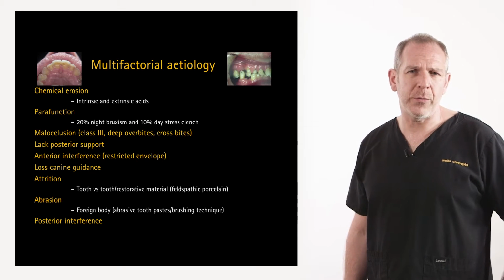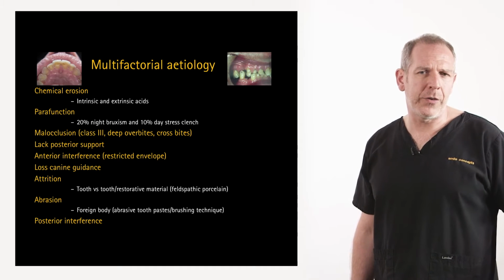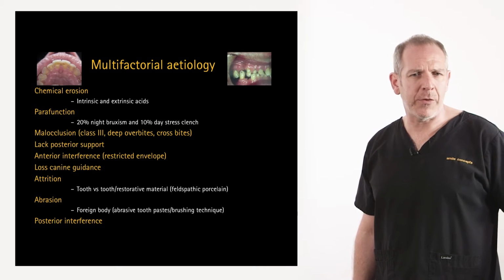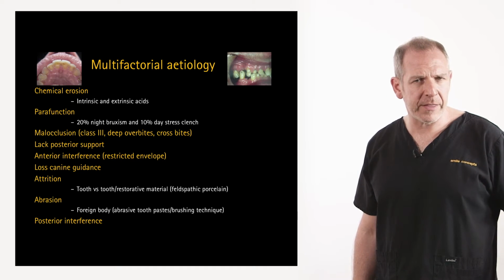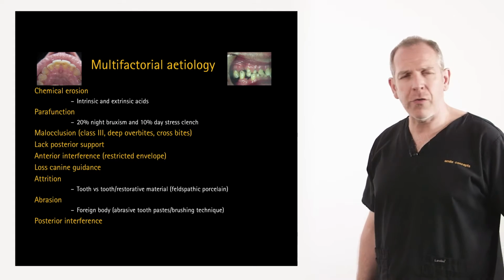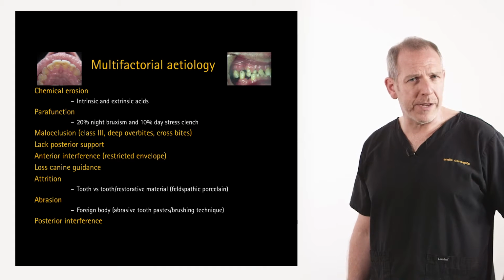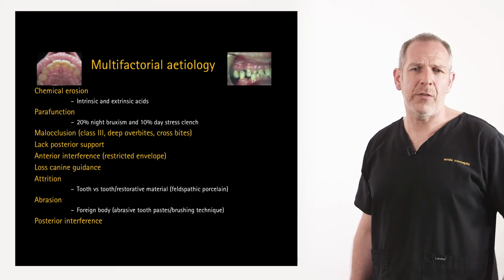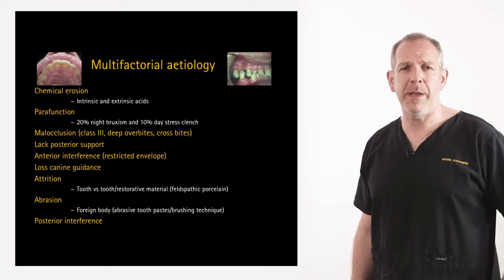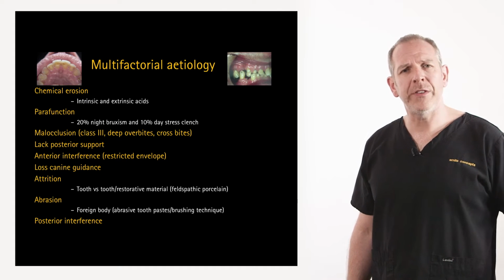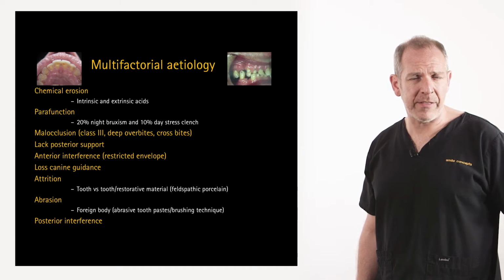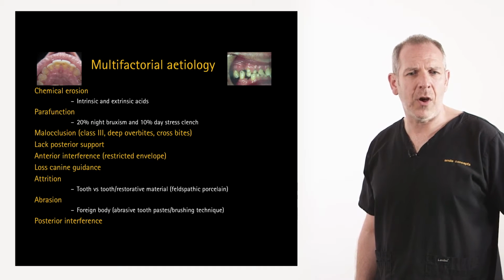Malocclusions can contribute as well. The principal malocclusions would be somebody who has an edge-to-edge class 3 occlusion, and they're much more prone to wearing the incisor teeth. Patients with deep overbites and also cross bites are all more predisposed to anterior tooth surface loss. A lack of posterior support can be a problem. So if you're losing molar teeth at an early age, then you're putting more forces through the anterior teeth, and at this point these teeth can start to wear.